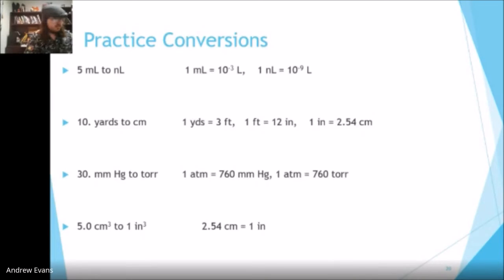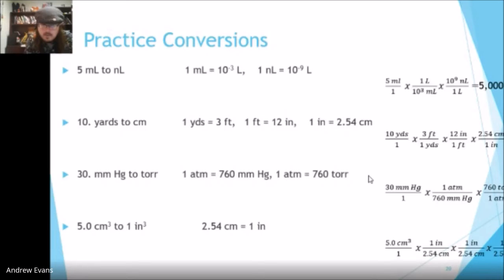Okay, with that in mind. Walk our way through that. All that math is worked out for us.